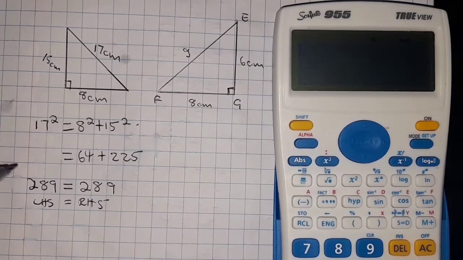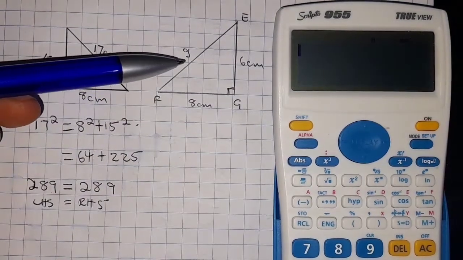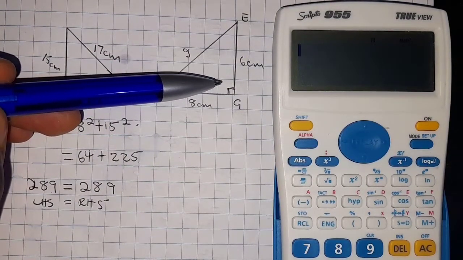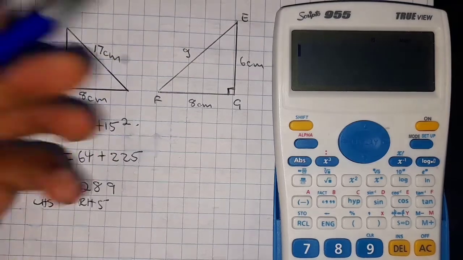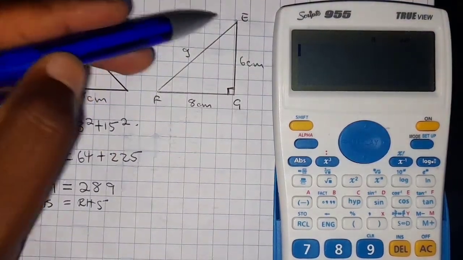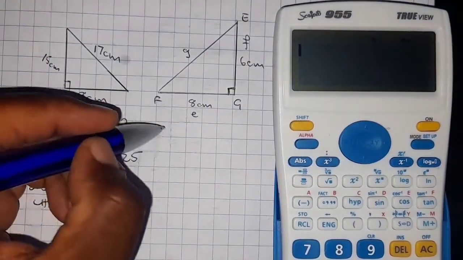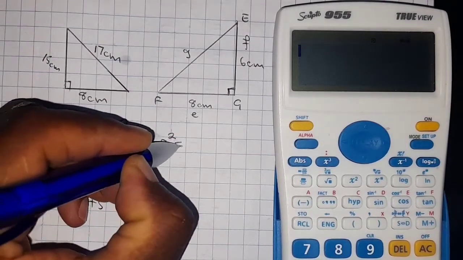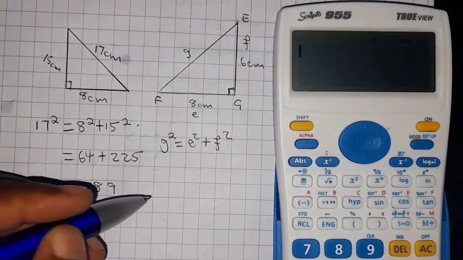You could also use Pythagoras theorem to check whether a triangle is an acute angle triangle or an obtuse angled triangle. I have this triangle also, but this time we are told that it's a right angle triangle, but we are asked to find the size of side G. And according to Pythagoras theorem, this is side E and this is side F. So our Pythagoras theorem says G squared is equal to E squared plus F squared.